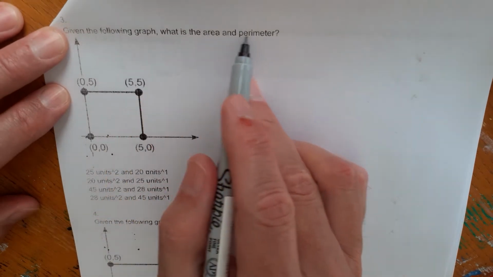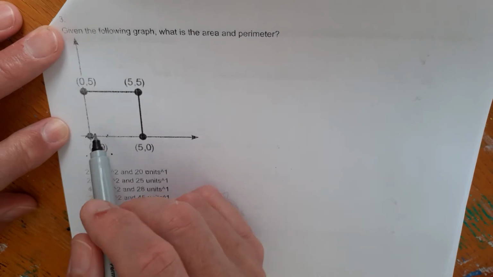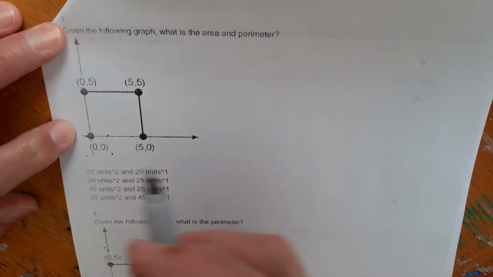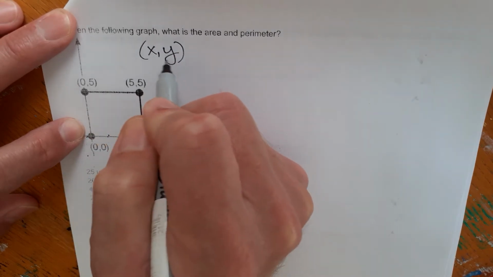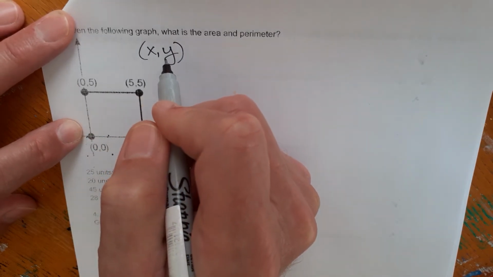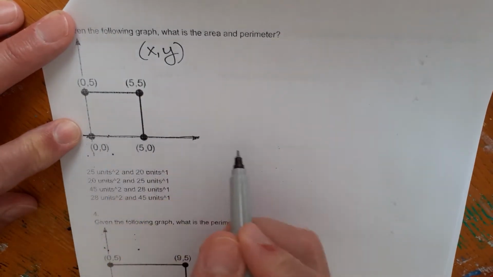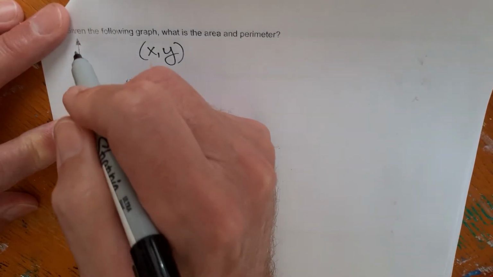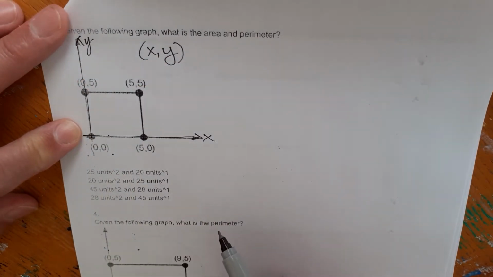Given the following graph, what is the area and perimeter? This one is on a Cartesian coordinate system. Remember that points are plotted as x comma y. It's always this format. I remember once in high school I got confused. I'm like, is it always x, y? Always. The horizontal axis is always x. The vertical axis is always y. Always, always, always. That's the whole point of the system, to remain consistent.